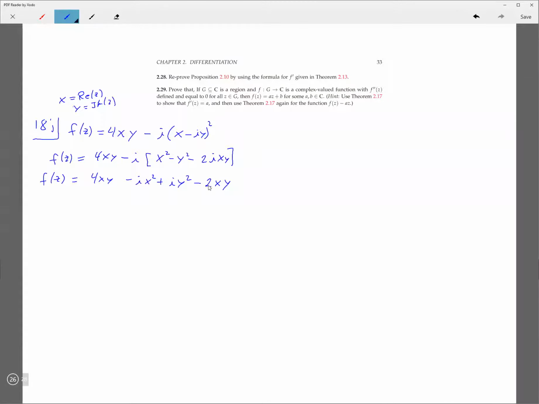Oh, that's interesting. So is that what we have really? So this times this is i squared. Let me do this. So this is plus i squared, right? And then this is minus 1. So this is 4xy minus 2xy. That's going to be 2xy. And then we have i times y squared minus x squared, like that. So this right here is our real part, and this right here is our imaginary part.